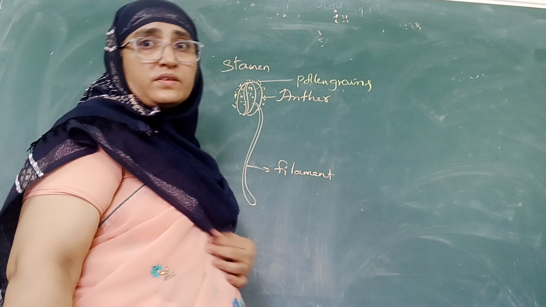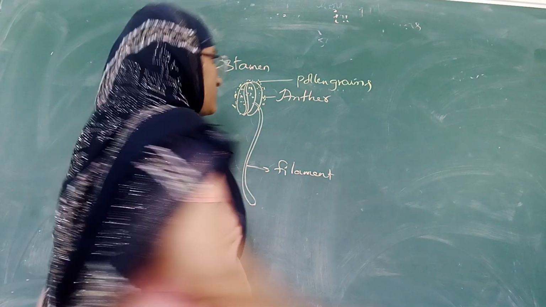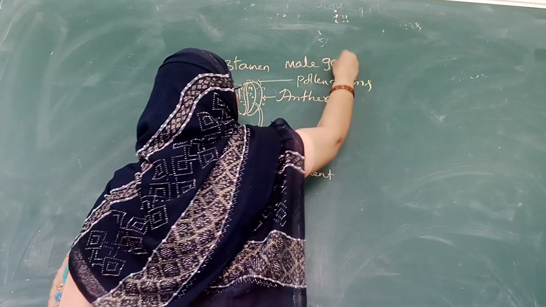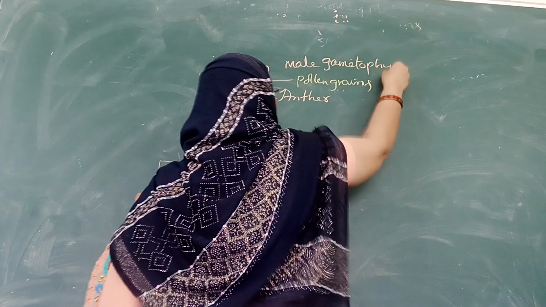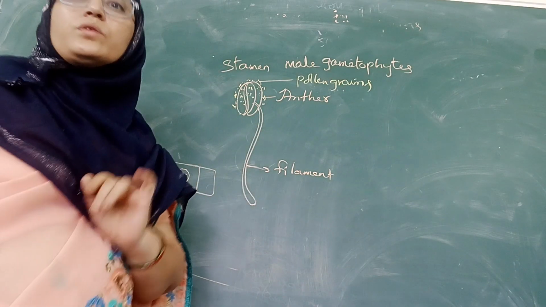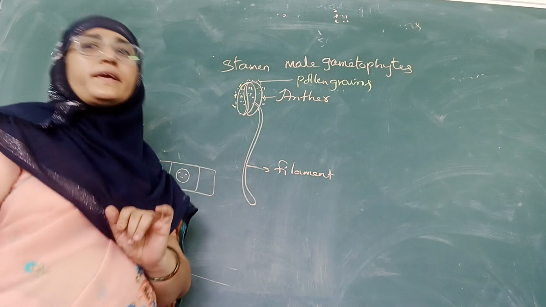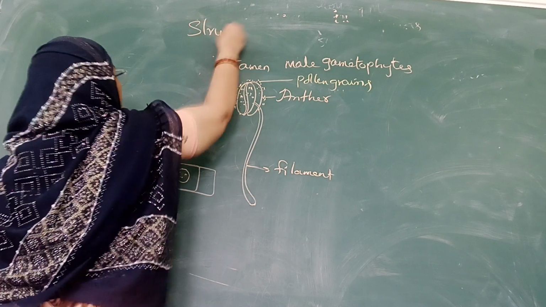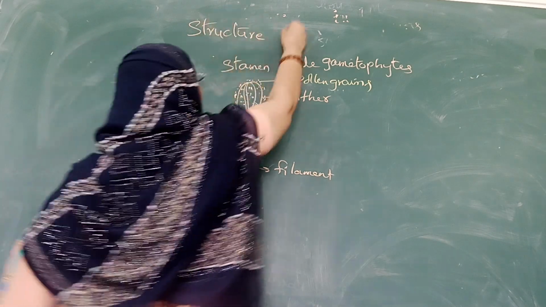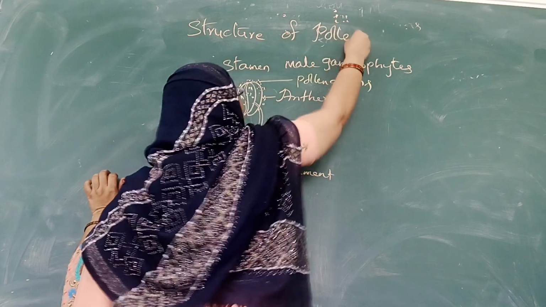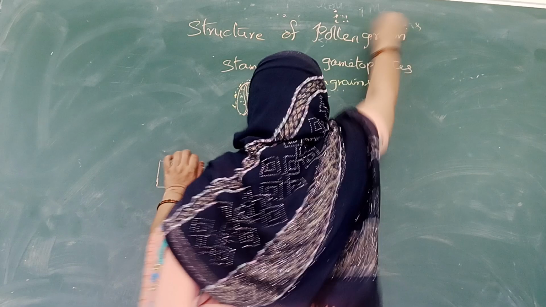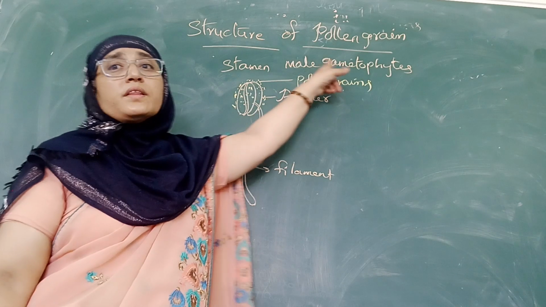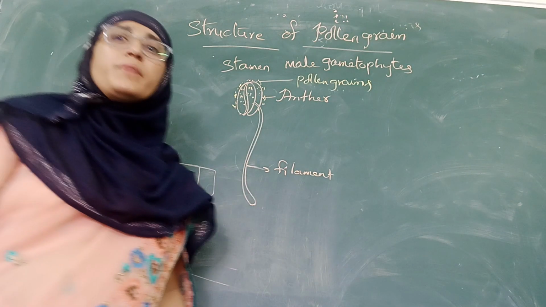What are the pollen grains? Once again, pollen grains are called male gametophytes. Today we are going to learn about the structure of this male gametophyte, which is nothing but the pollen grain. Pollen grains are the male gametophytes.